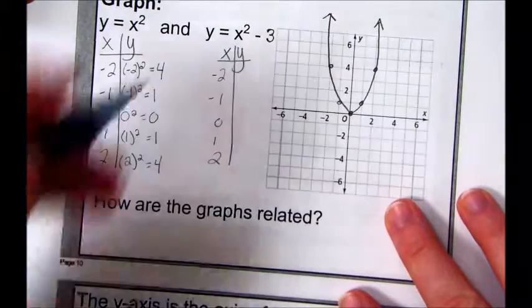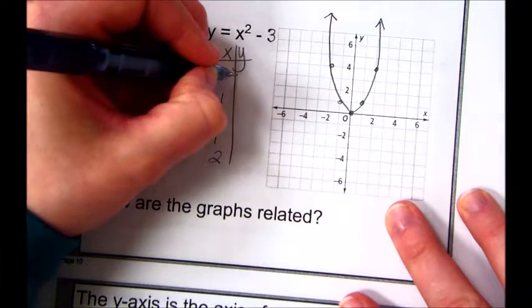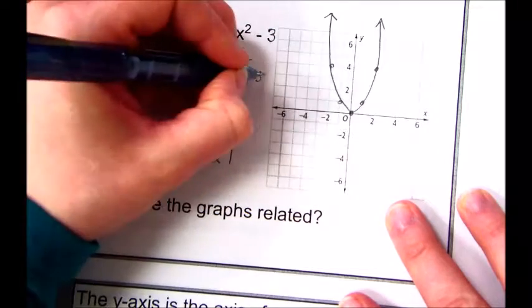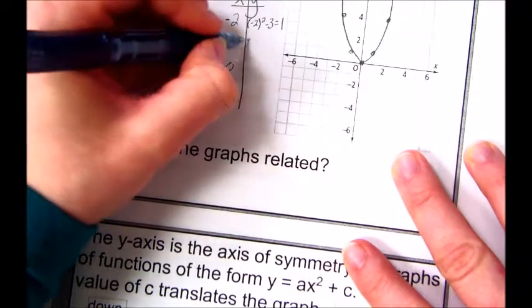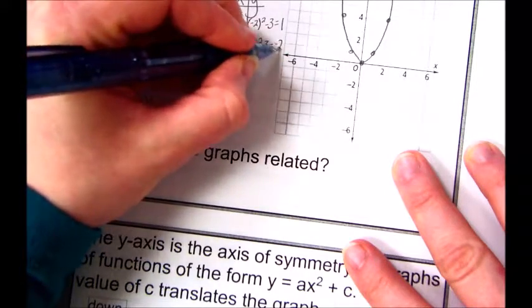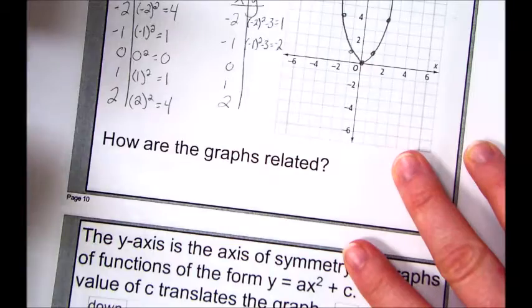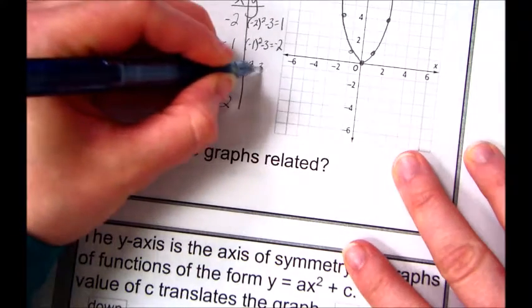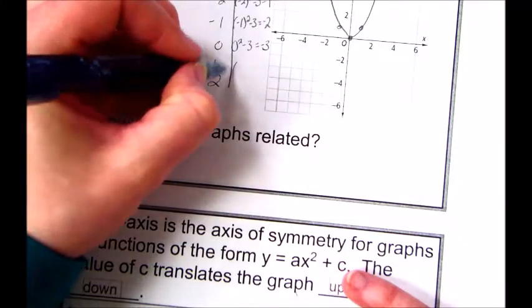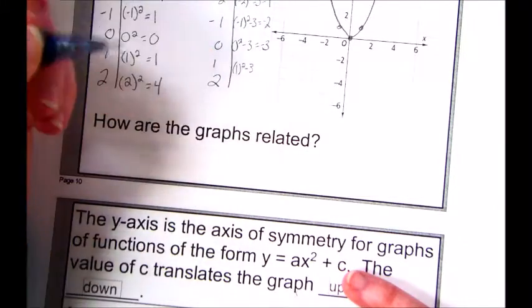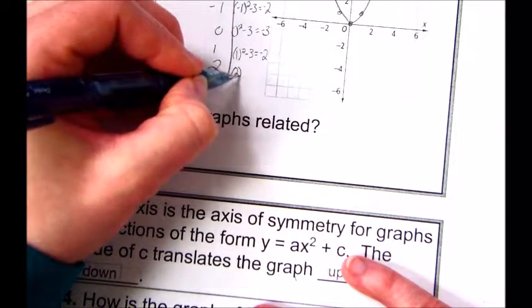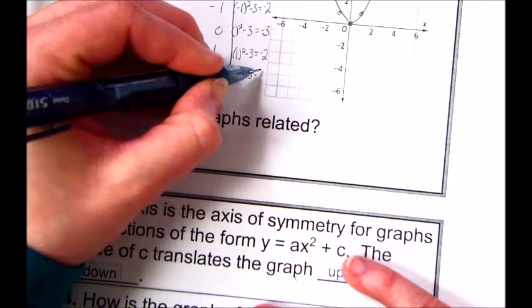Alright, let's plug in the other one. Oh, it's going to be a little more difficult because we have to subtract 3 at the end. So -2 squared minus 3. Well, that's 4 minus 3, which makes 1. -1 squared minus 3. Well, that's 1 minus 3, so that makes -2. 0 squared minus 3 is -3. Boy, I made that nice and small for you, didn't I? 1 squared minus 3 is -2, and now we have our reflection. And 2 squared minus 3 is 4 minus 3, so it's just 1.